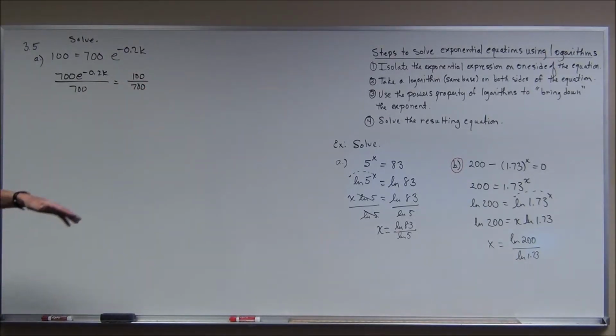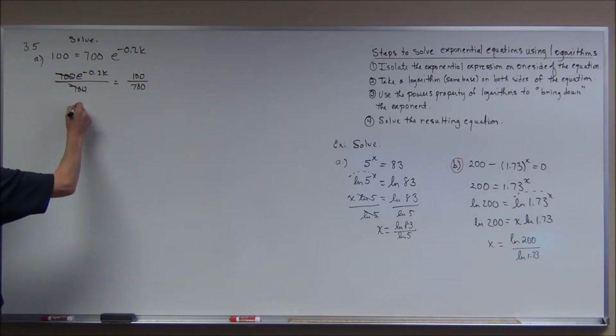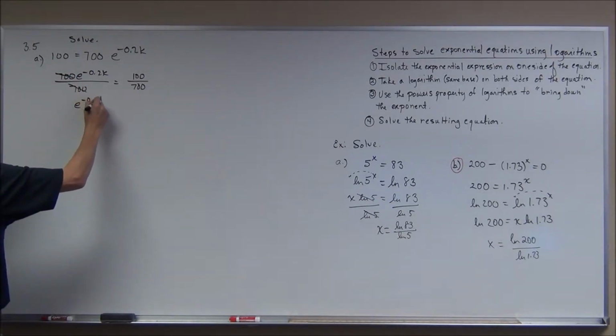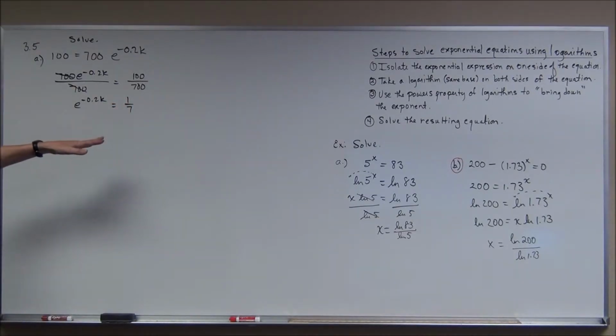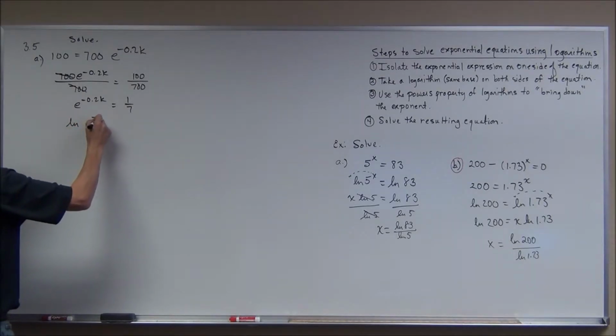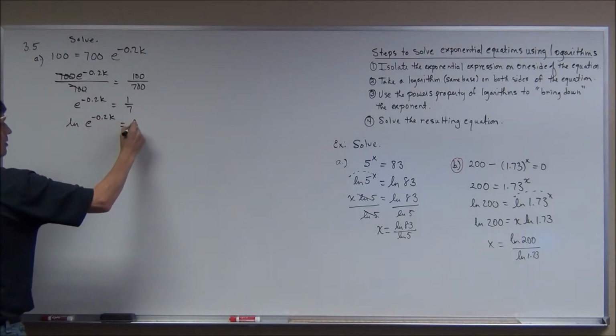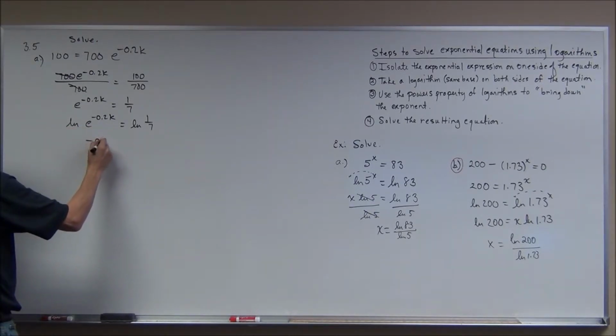And you say, well, it looks a little bit like the last example. Well, a little bit. I am dividing, but the key difference is that I would not take a common log here, I would take the natural log, because this is base e. If I take the natural log of both sides, the natural log of e to a power is just that power.